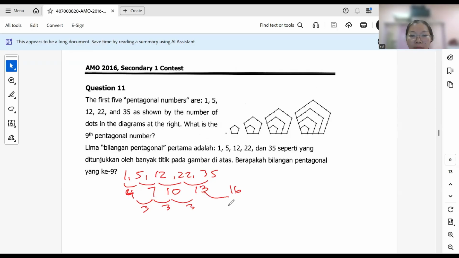Plus 3, 16. This is 51. It's 19. Going to be 70. 21. Oh, 22. Keep going until you find the nth number. 1, 2, 3, 4, 5, 6, 7, 8. One more. So the answer is 117.